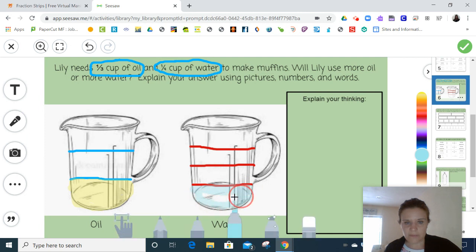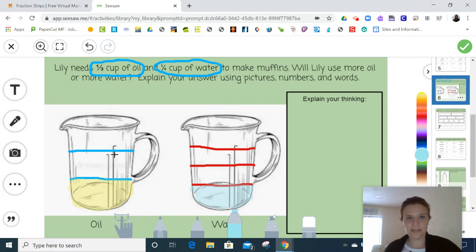Now, my models are not perfect. They were just my very best shot, but I think if you look very closely, you can tell. It says, will Lily use more oil or more water? If you look, which one looks like it has more? They look very close. I don't know if my fractions are quite equal enough. Yeah, it definitely looks like there's more oil. 1/3, it only takes 3 of these to fill up the cup. It would take 4 of these to fill up the cup. So yes, she used more oil than water.